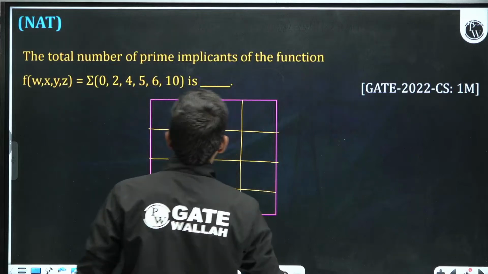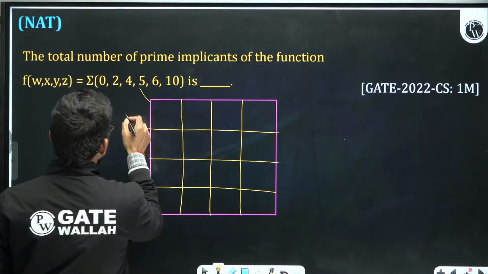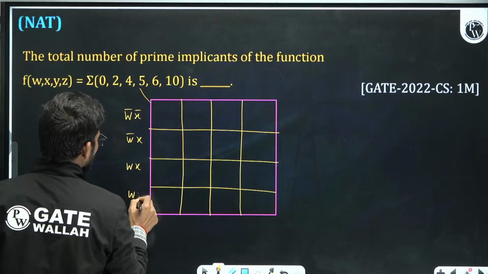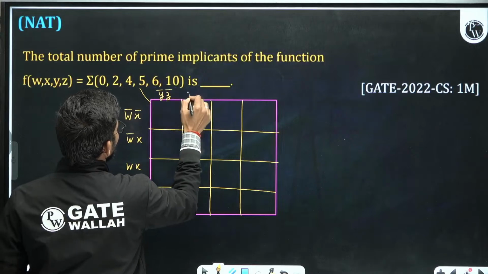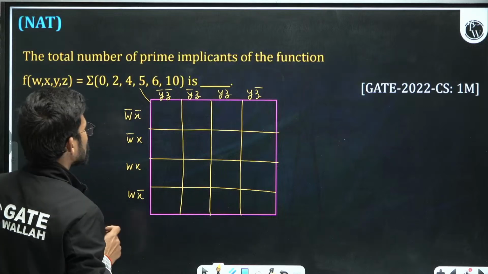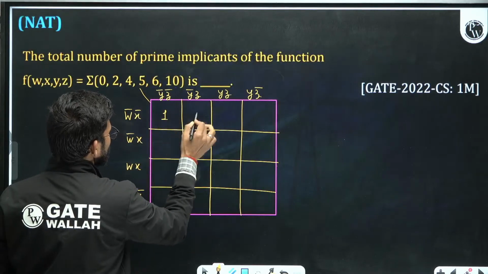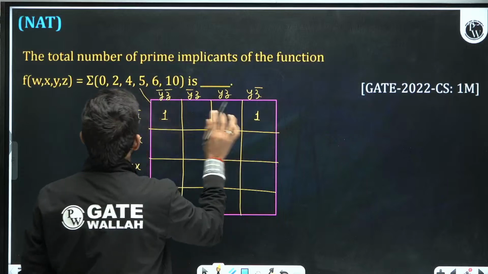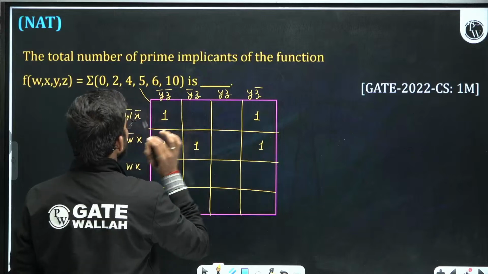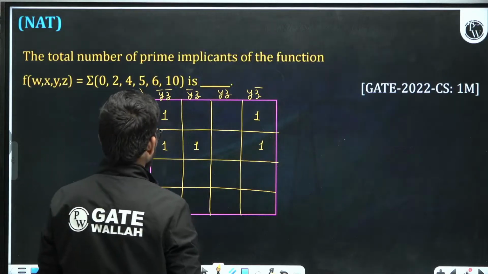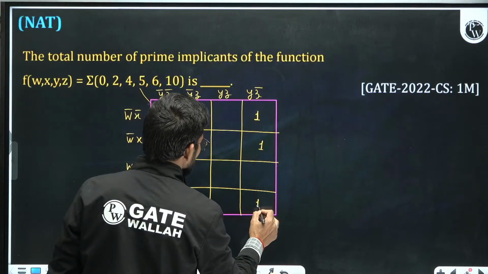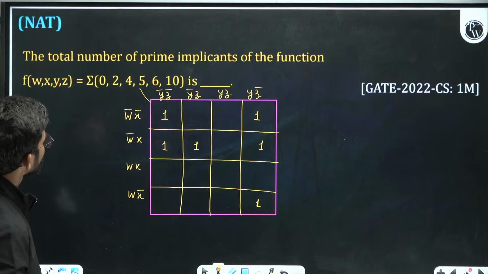The group which cannot be combined further to form a bigger group is called a prime implicant. W bar X bar, W bar X, WX, WX bar, Y bar Z bar, Y bar Z, YZ, YZ bar. Now this is term 0, this is 1. Term 1 is not here, term 2 is 1. 3 is not here, 4 is 1. 5 is 1, 6 is 1, 7 is not here, and 8, 9, 10, 11. 10 is here. So only 3, 4, 6 terms are here.